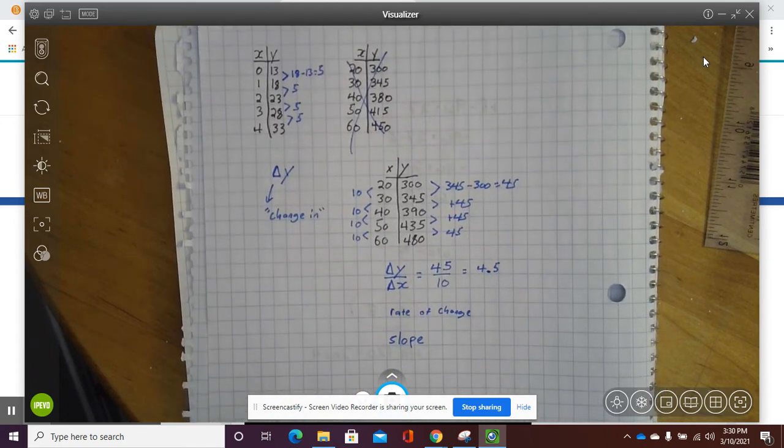So that should be enough to get you finished your Unit 2 Activity 6 assignment, which you can hand in whenever you're ready. And please send me an email if you've got any questions.